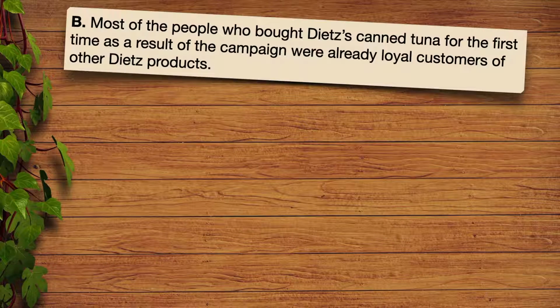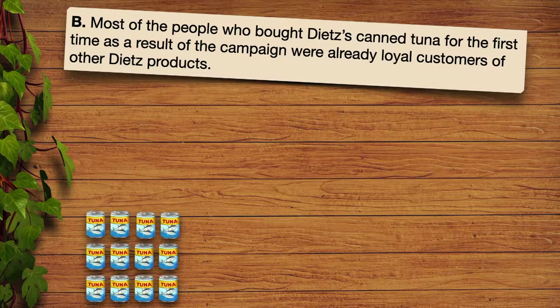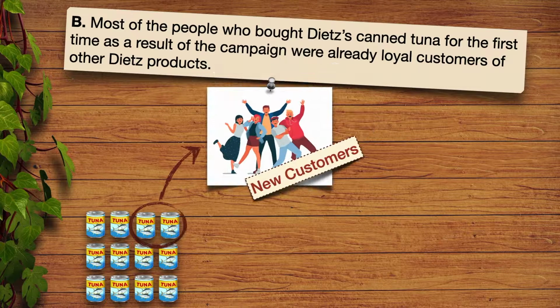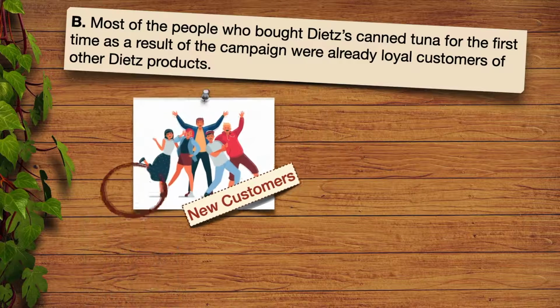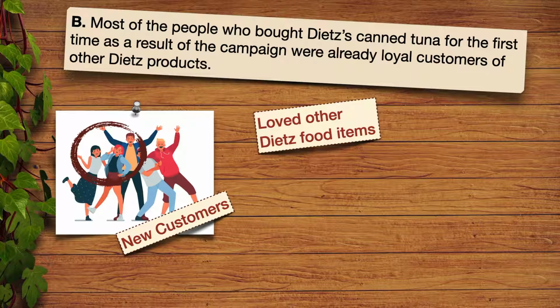From the argument, we know that Diet's Foods sold an extra 2 million cans of tuna as compared to the previous year because of new customers that the campaign brought in. Now, what option B does is that it gives you a bit of information about the demographic of these new customers. It says that most of these new customers were Diet's Food loyalists.